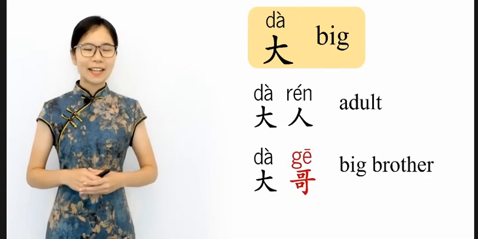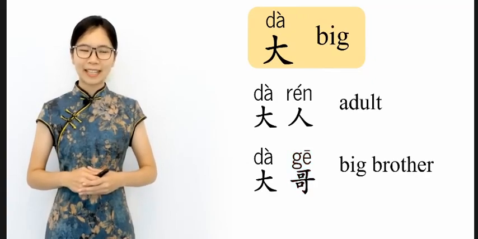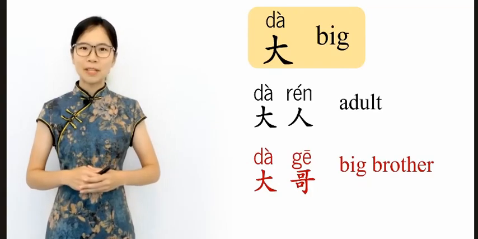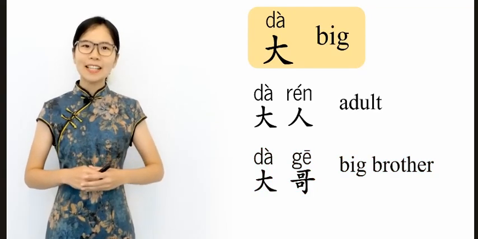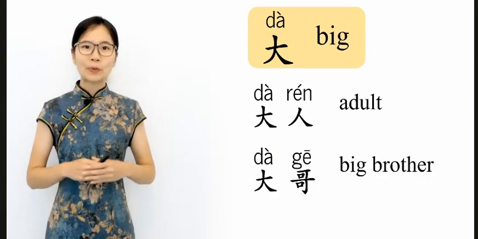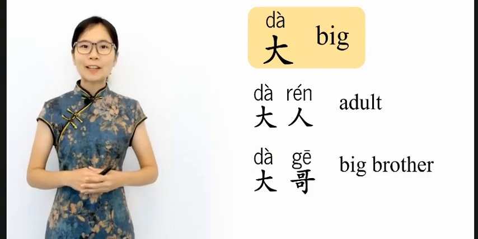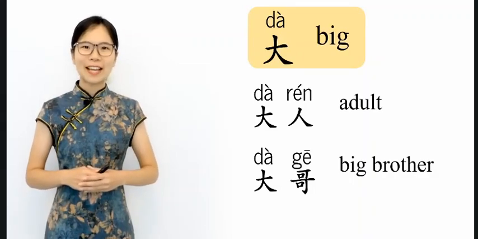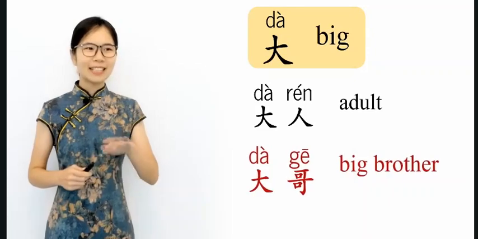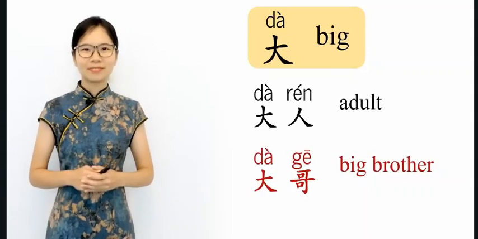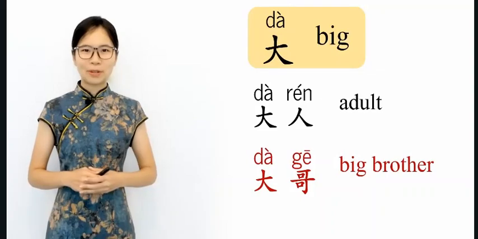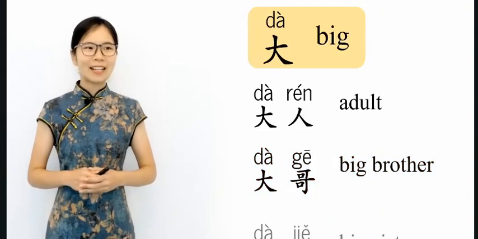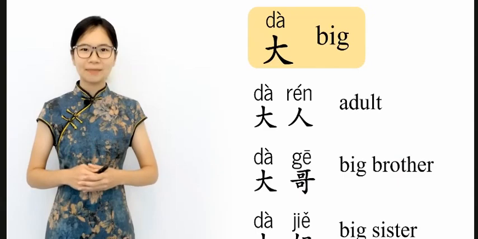Next is 大哥. 哥 is the character for older brother, and 大哥 means big brother. 大哥 is used to refer to your oldest brother. It can also be used to address a man who is somewhat older than you. 大哥, big brother.